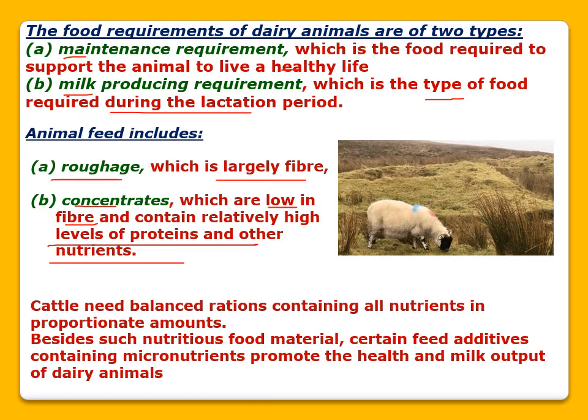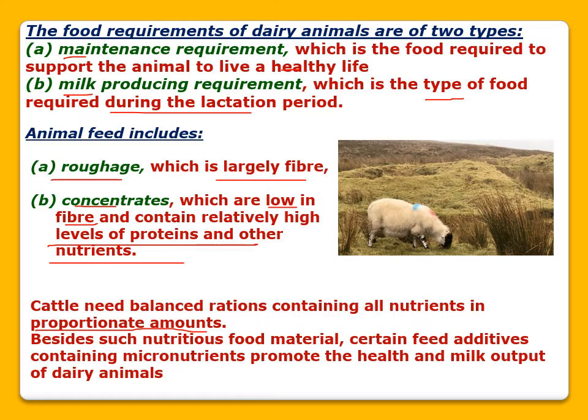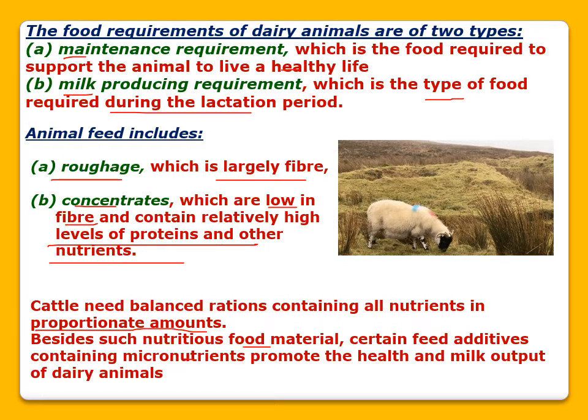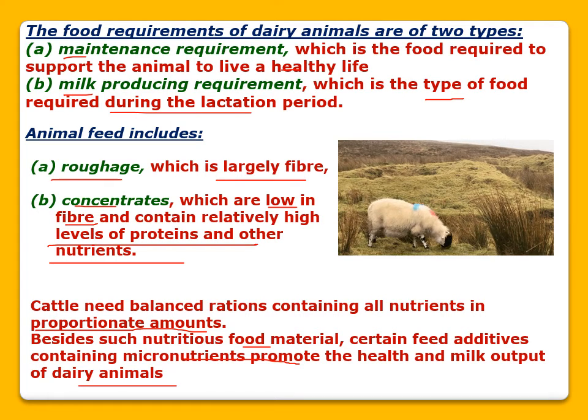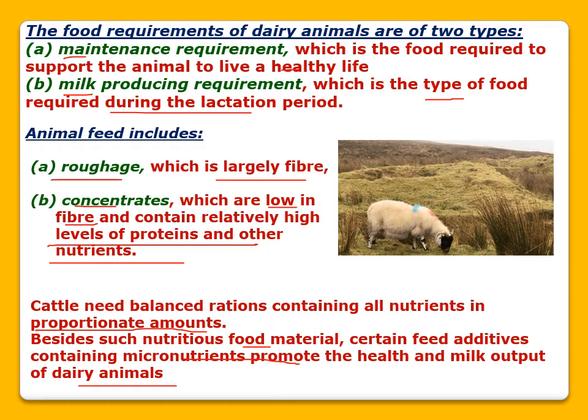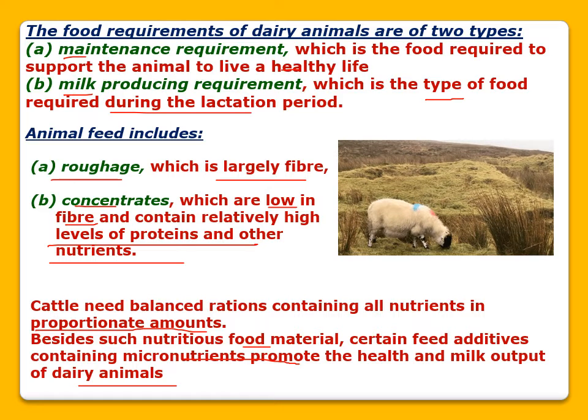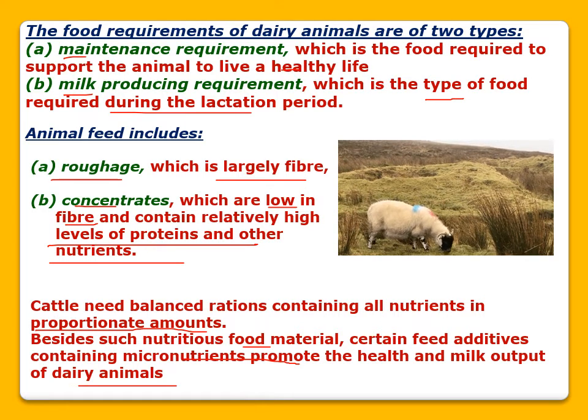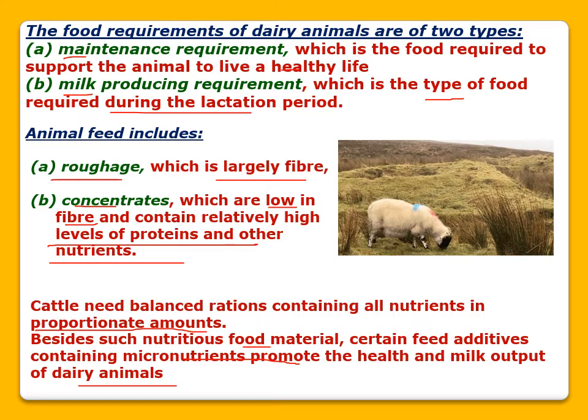Cattle need balanced rations containing all the nutrients in proportionate amount. Besides such nutritious food material, certain feed additives containing micronutrients promote the health and milk output of the dairy animals. As we need some additive in our food, in the same manner, animals also need some feed additives, and in those feed additives they need micronutrients that promote their health and milk output. So these things also should be supplied to the animal for their better health and for their better product.